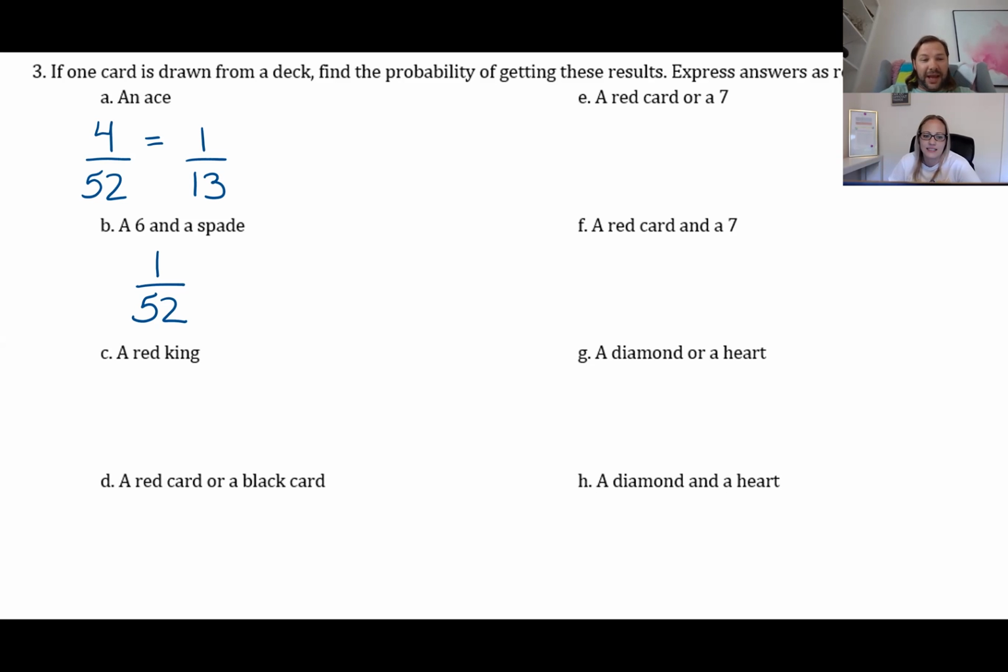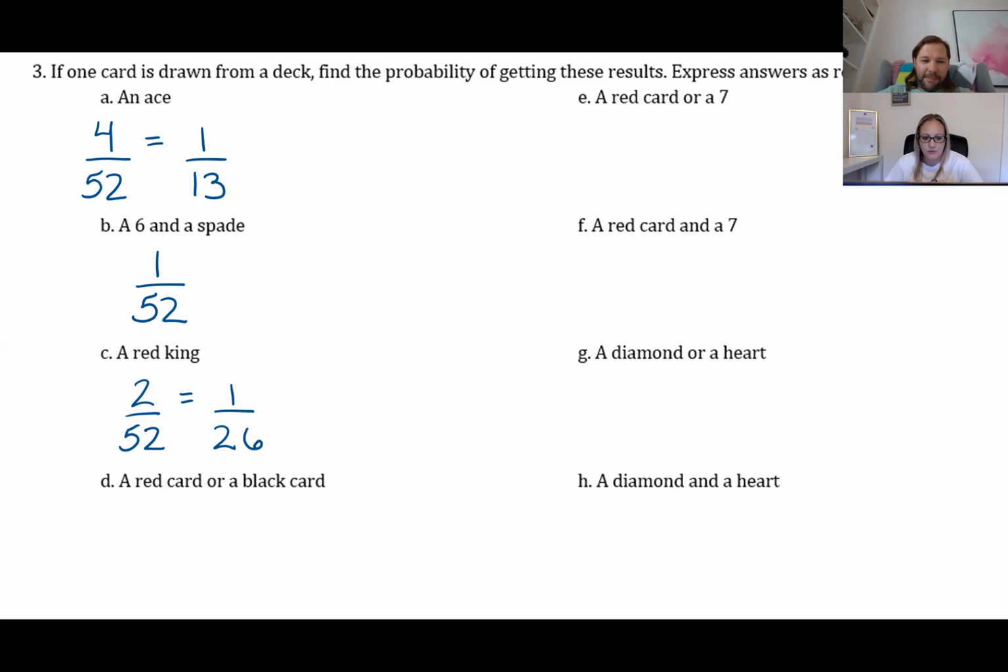Okay, and then the next one is a red king. So there isn't an "and," but it is saying it needs to be red and it needs to be a king. Well, there are 2 red kings because there's the king of diamonds and the king of hearts, right? Yep. So I think we get 2 over 52 or 1 over 26.